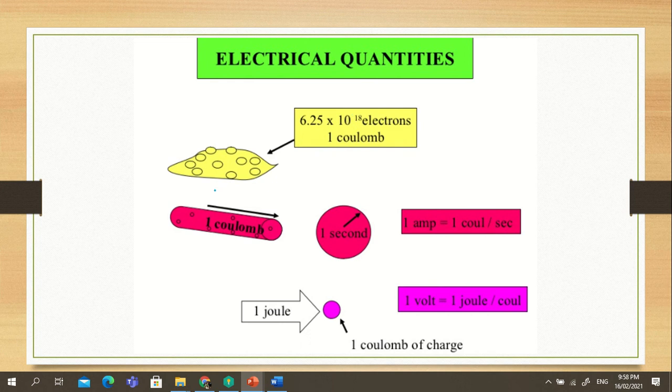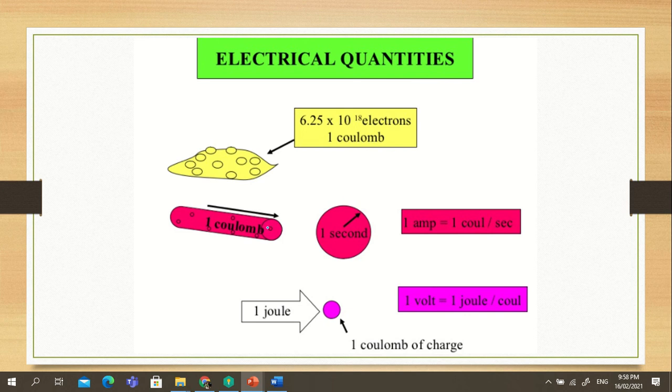So when this 1 coulomb passes through in 1 second, we have what we call 1 ampere, because we know that 1 ampere is 1 coulomb, which is equivalent to 6.25 times 10 to the 18 electrons per second. So if there's a flow of electrons equivalent to this number, 6.25 times 10 to the 18 electrons passing through a certain point in 1 second, we have a current equivalent to 1 ampere.